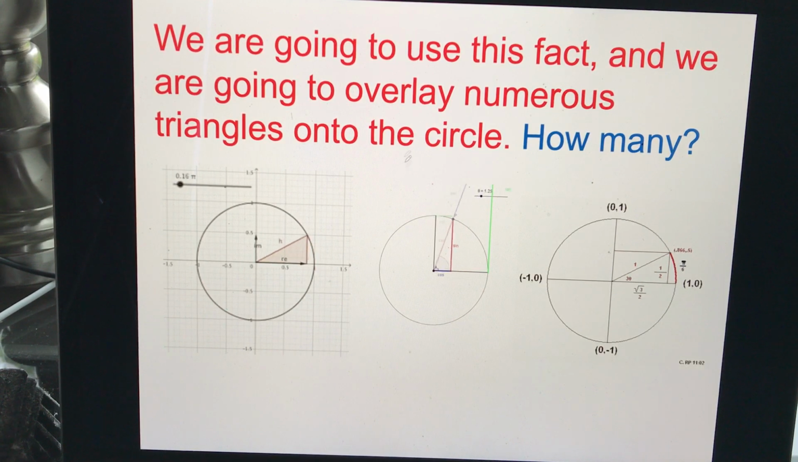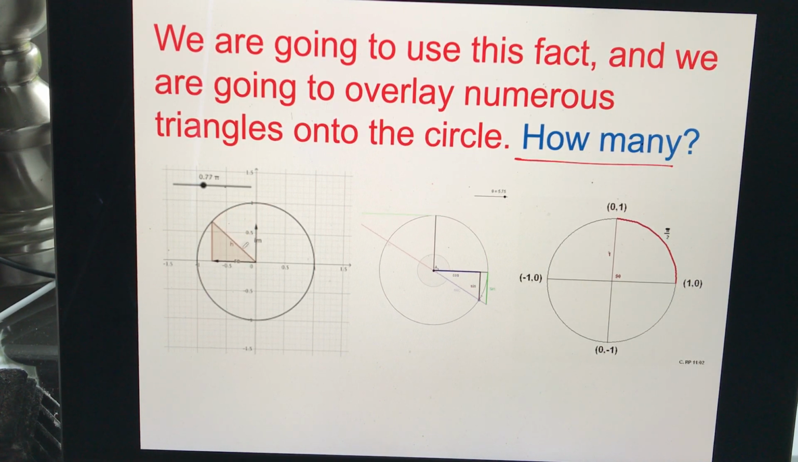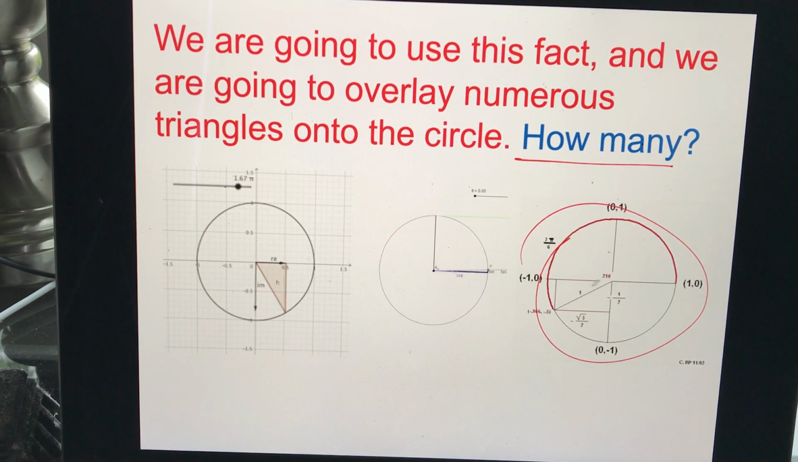Now we're going to use this fact and overlay certain triangles onto the circle. The question is how many? Here is an example where they have every possible angle, probably thousands or hundreds of triangles. This one has a few fewer triangles. This one's even fewer over here on the right side, where they're going by quarters and so on. So the question is, what's reasonable? We don't want to just break it into a few chunks, but we don't need 50,000 triangles either.